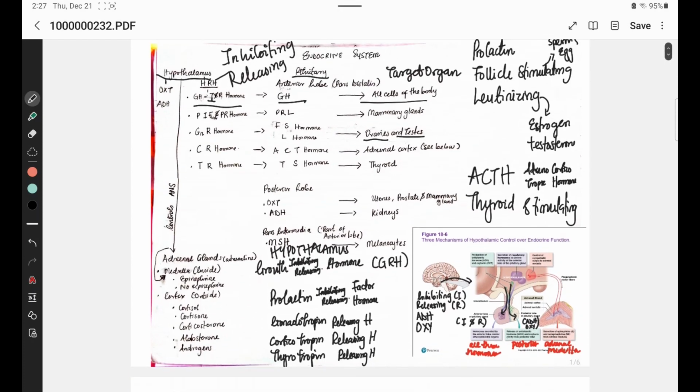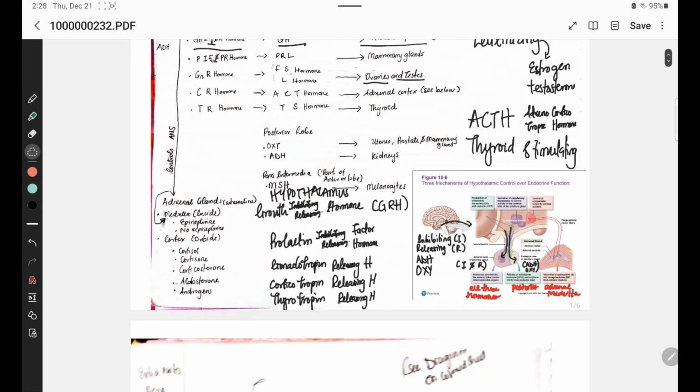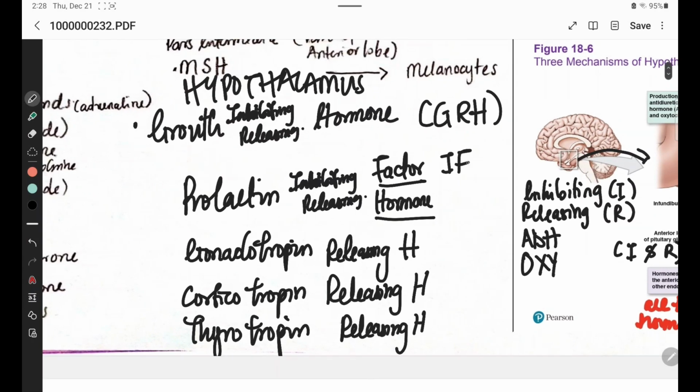So just a brief recap for the hypothalamus. I'm gonna just zoom in here. The hypothalamus, we have the growth regulatory hormones, which are inhibiting or releasing, and then we have the prolactin inhibiting factor and the prolactin releasing hormone. Remember, it's inhibiting factor and then releasing hormone, because one of them is a factor. Just remember, it's inhibiting factor.